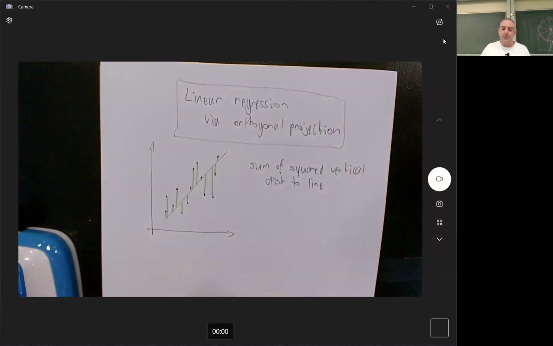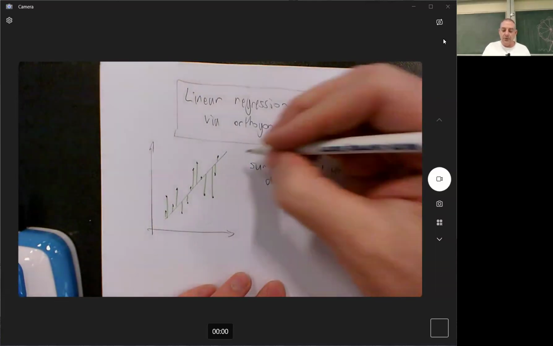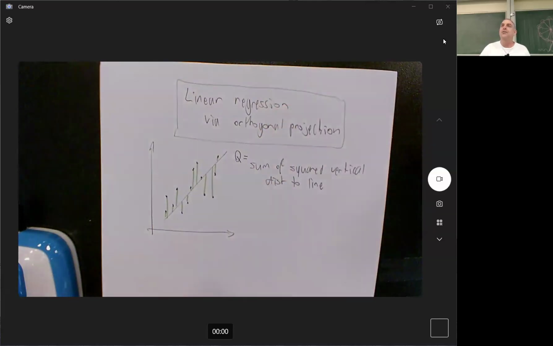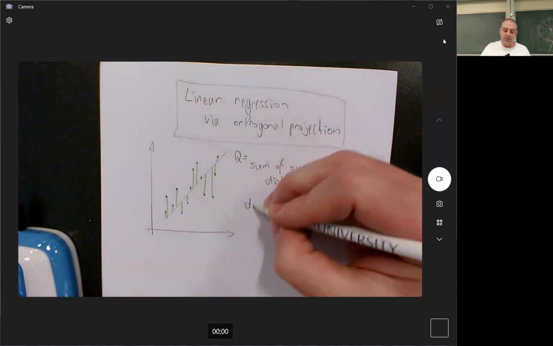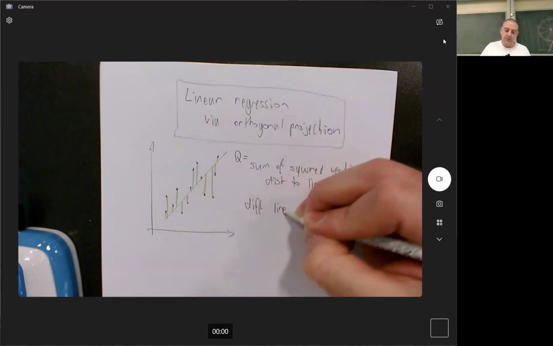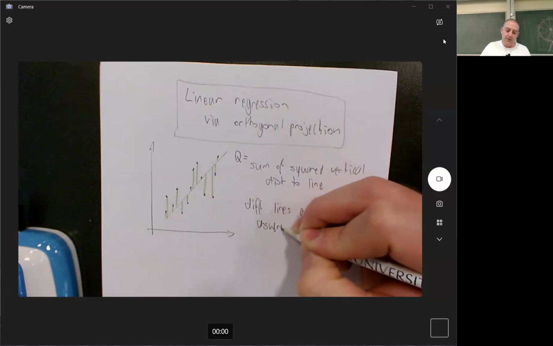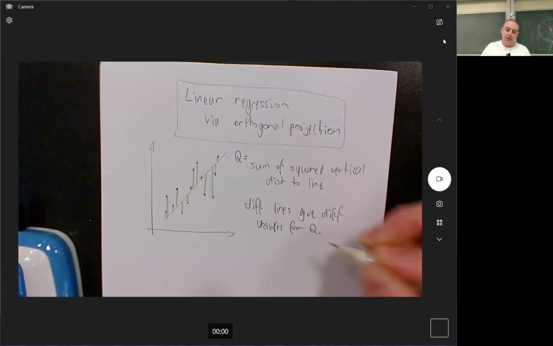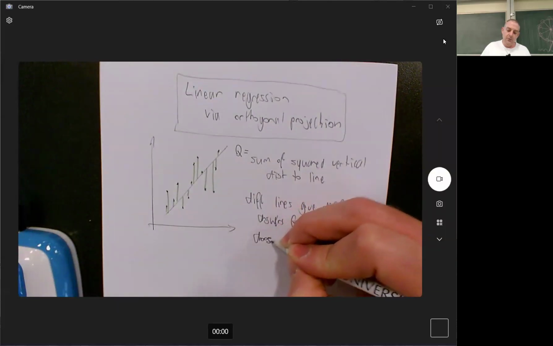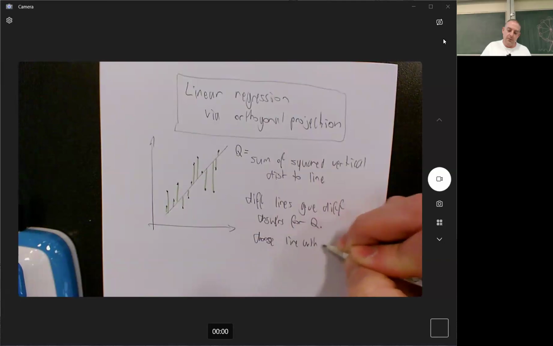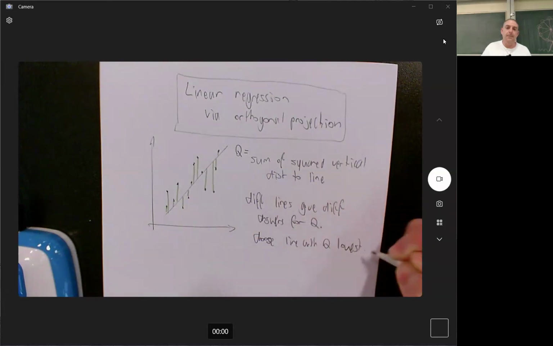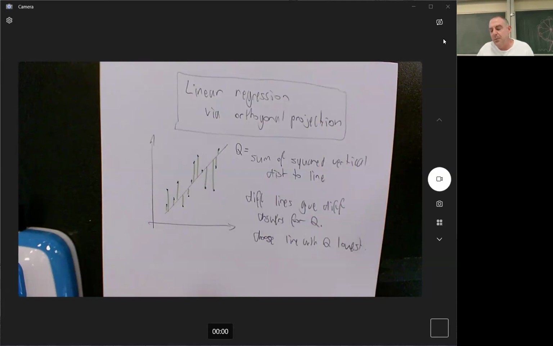The sum of the squared vertical distances to the line is often called Q for reasons I don't understand. And what you want to do is choose your line so that that answer is as low as it can possibly be. So different lines give different answers for Q, and choose a line with Q the lowest. That's how most people describe what linear regression is.